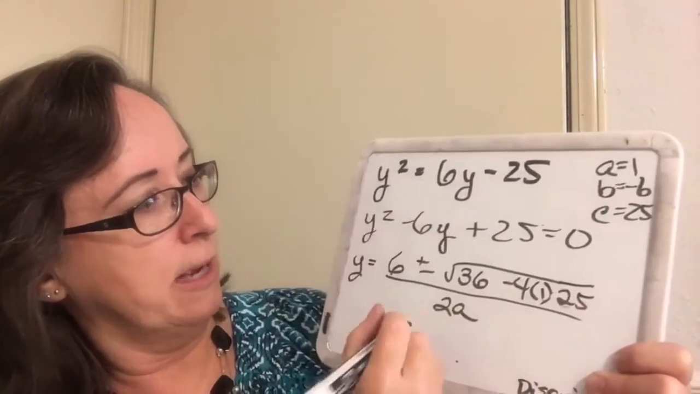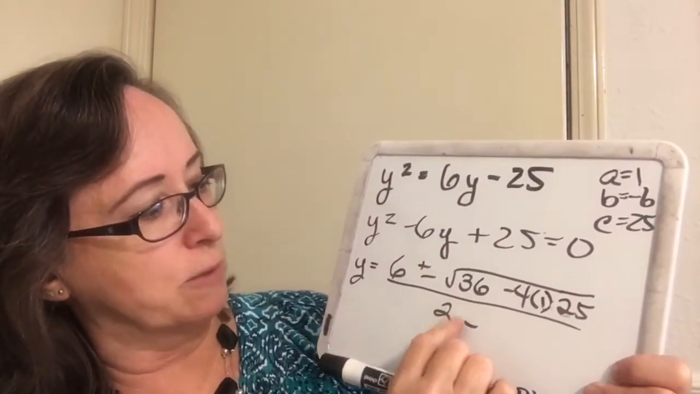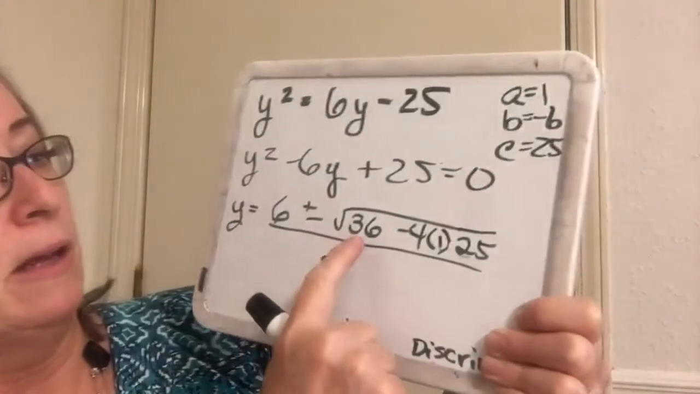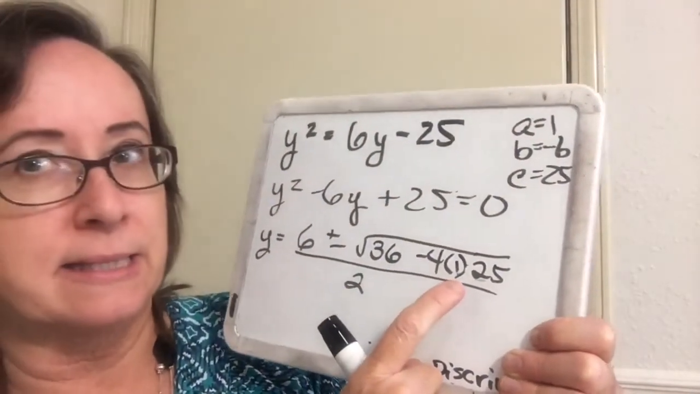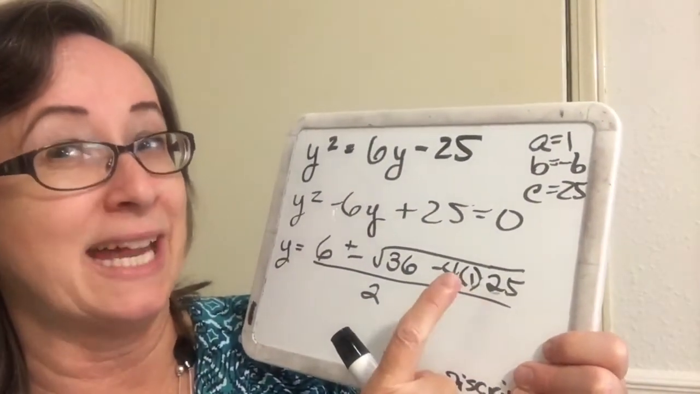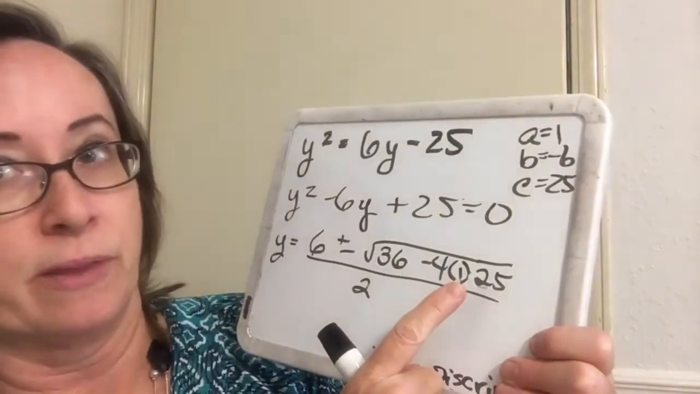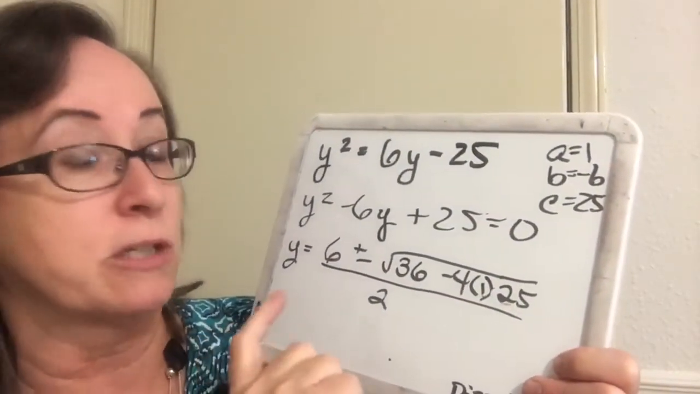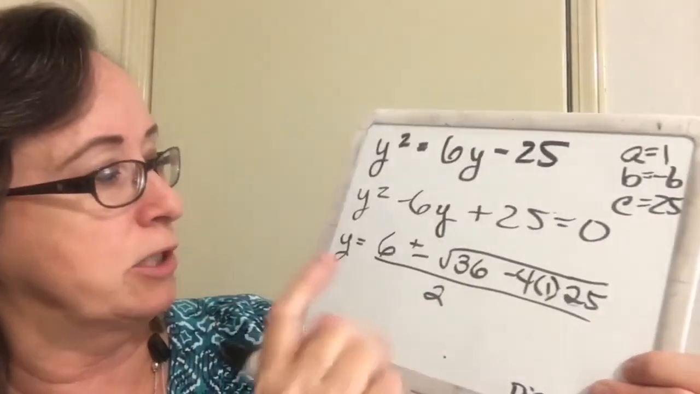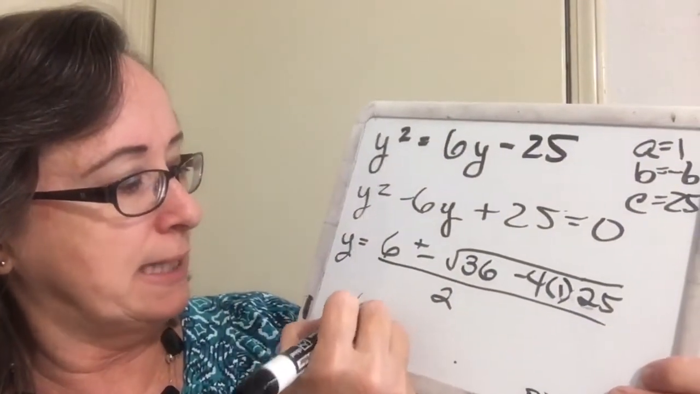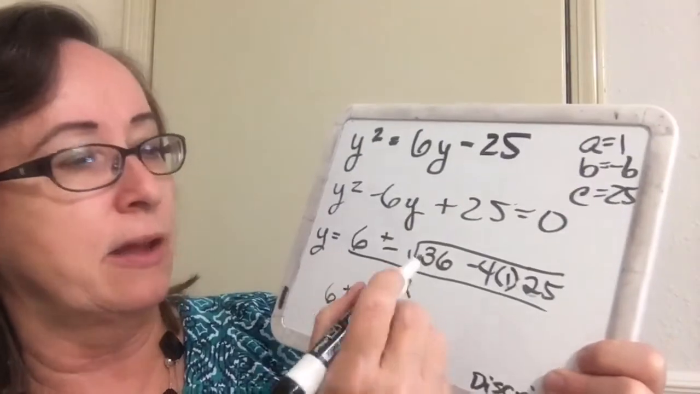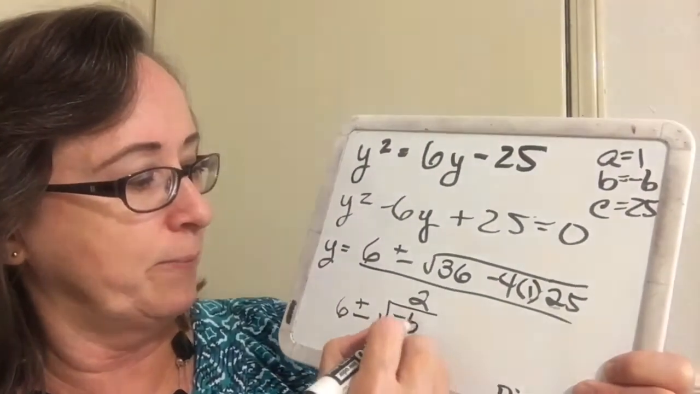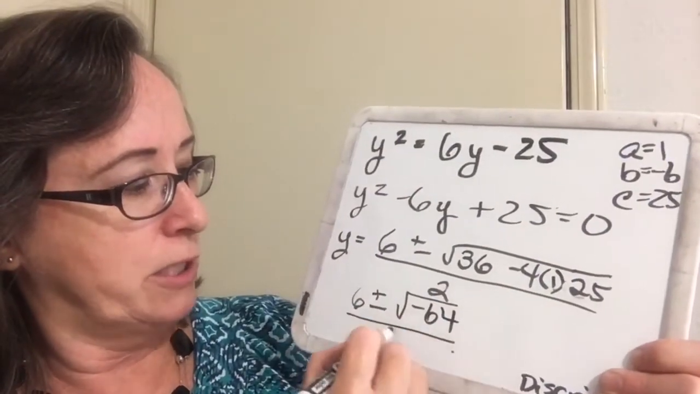Okay, so over twice a, and a was 1, so twice a is just 2. Now notice what happens here. 36 minus 100. We're going to have a negative number there. So that's going to mean we have the square root of a negative, which is going to be an imaginary solution. So we wind up with 6 plus or minus the square root of 36 minus 100, which is negative 64, all over 2.